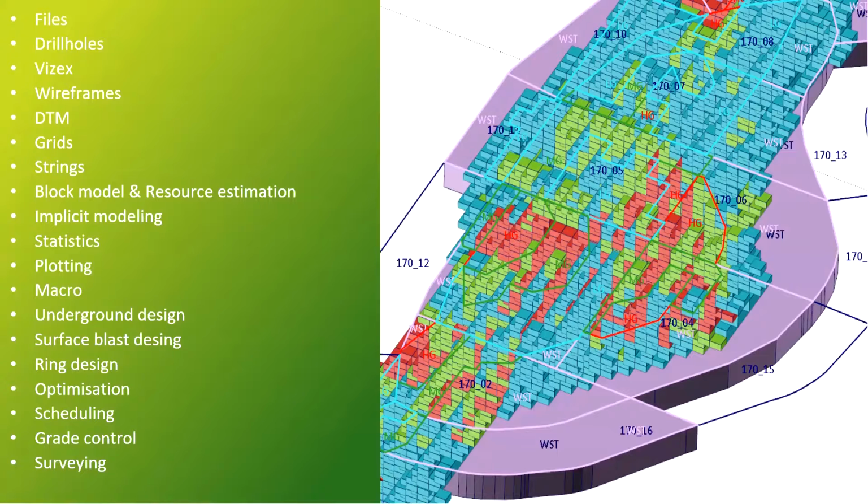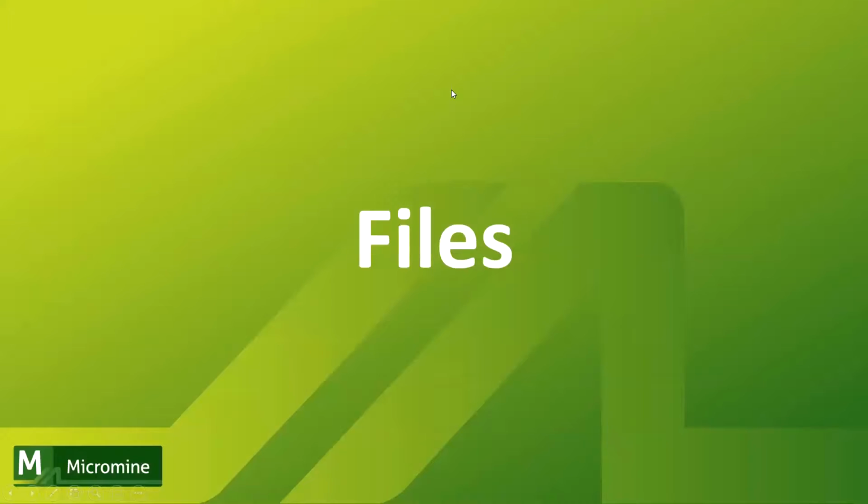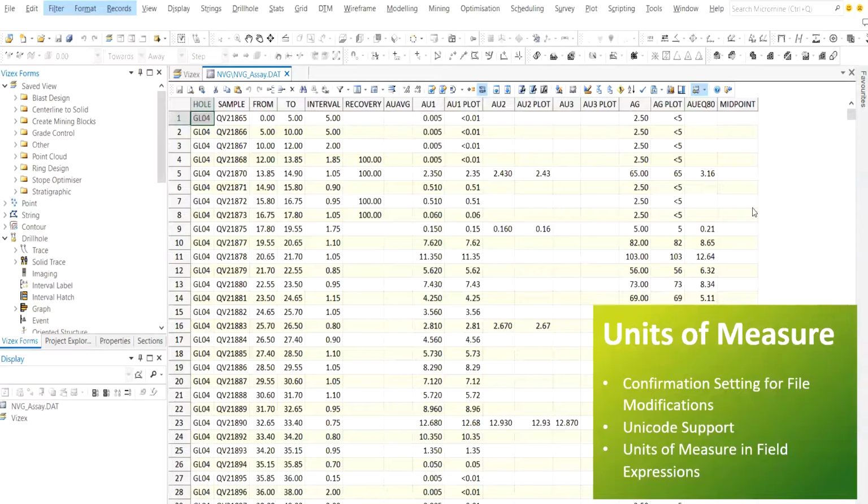So on this slide, you can see our presentation plan. It covers files, drill holes, WYSIWYGs, wireframes, DTM, grids, strings, block model and resource estimation, implicit modeling, statistics, plotting, macro, underground design, surface plus design, ring design, optimization, shadowing, grade control, and surveying tools in Micromine 20.5. So let's start from files.